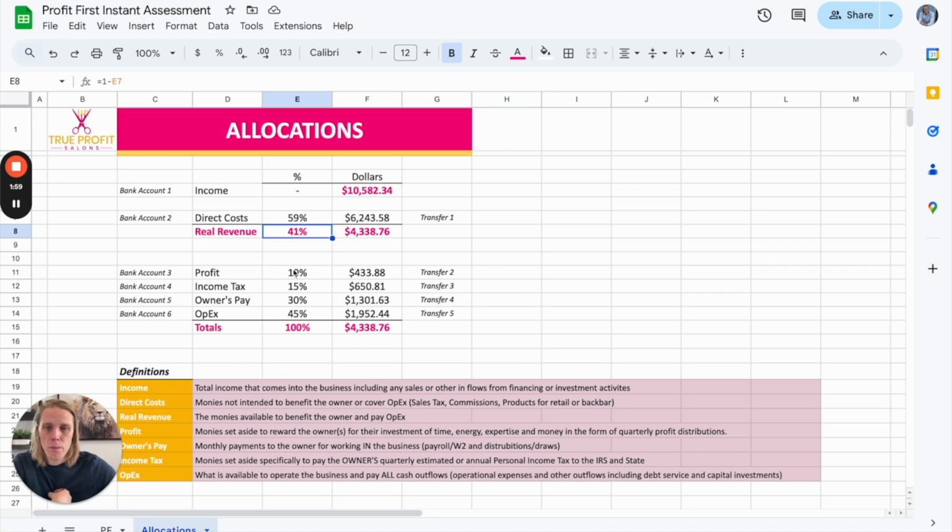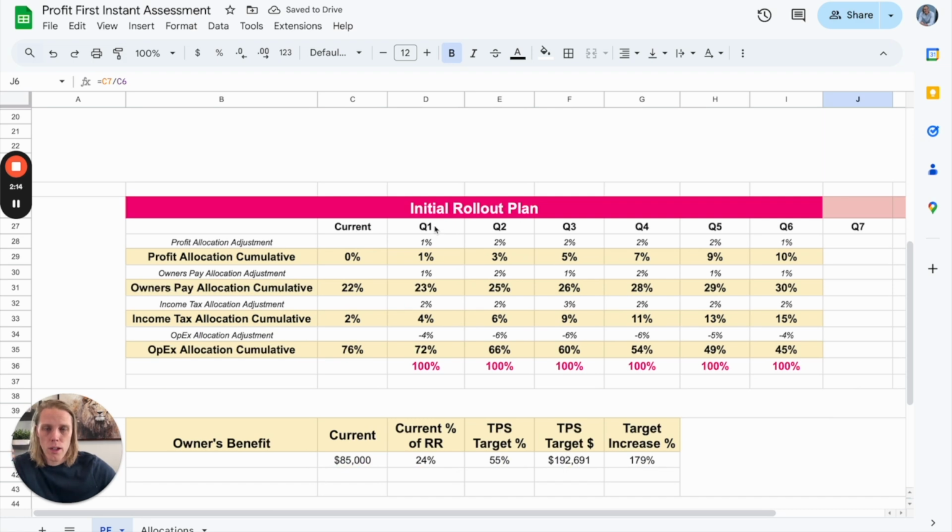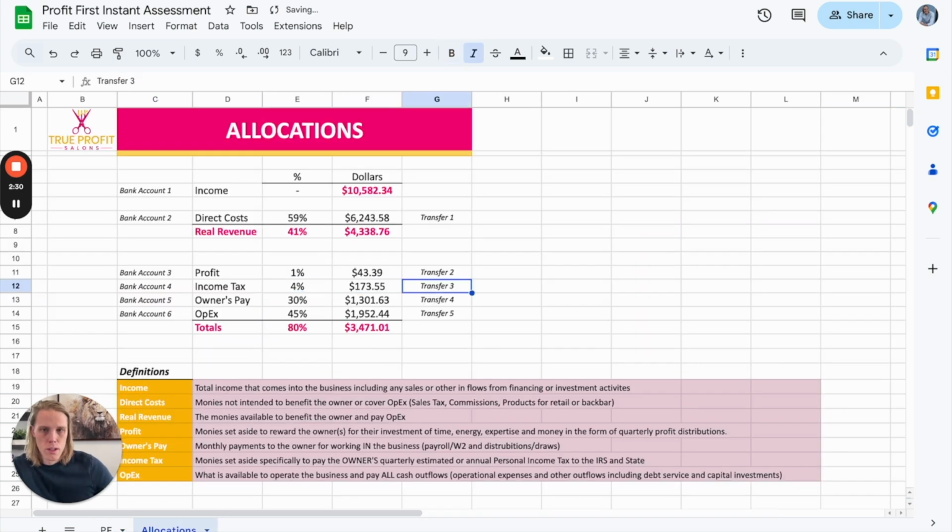If we recall, we had been starting at zero. We'd never done profit first before, so we don't have profit. We don't have a habit of that yet. So this is going to be 1%. Recall, we want to look at where we want to be starting today, or as soon as we set up those accounts, Q1. So we're going to put 1 to profit, 23 to owner's pay, 4 to income tax, and then 72 remaining for our operating expenses. See, there's 1% for profit, 4 for income tax, 72 for operating expenses, and that one is then 23.